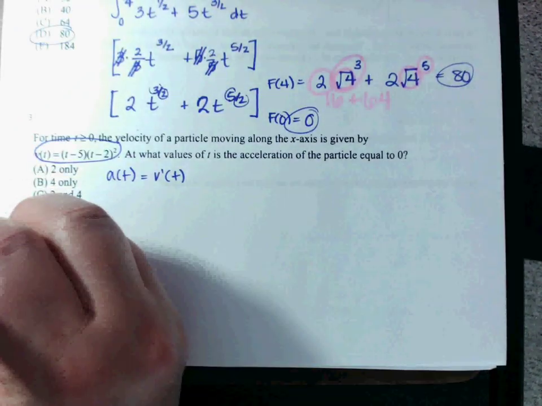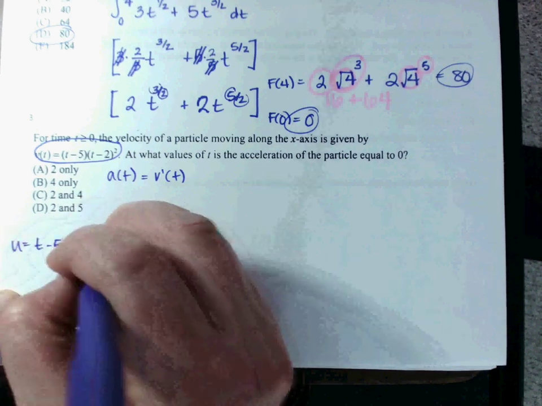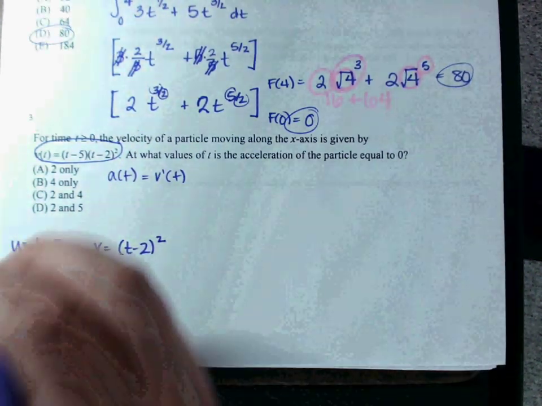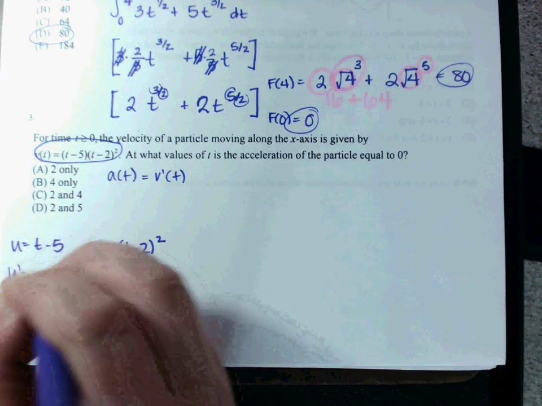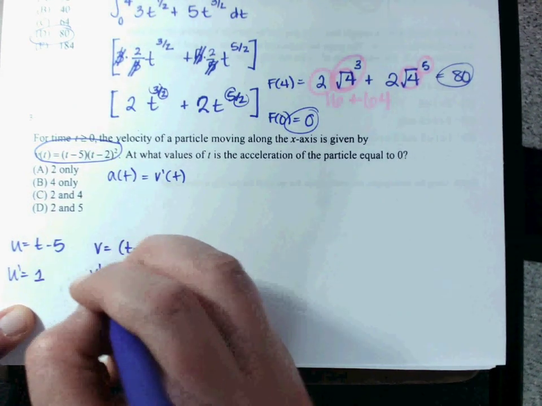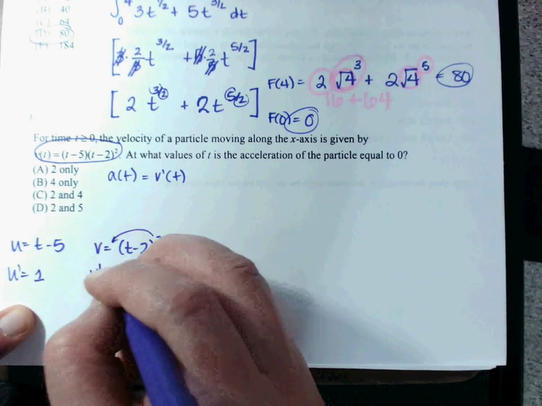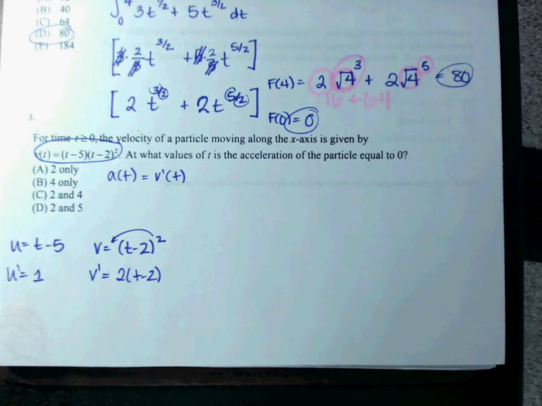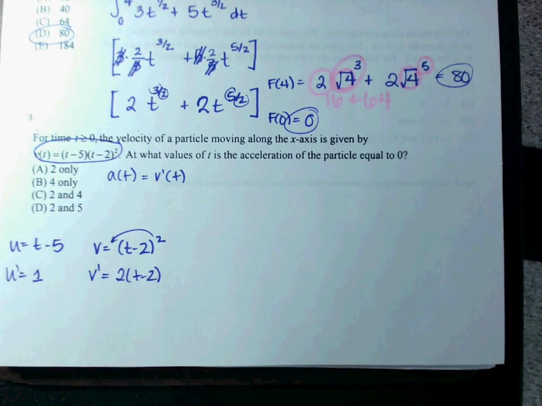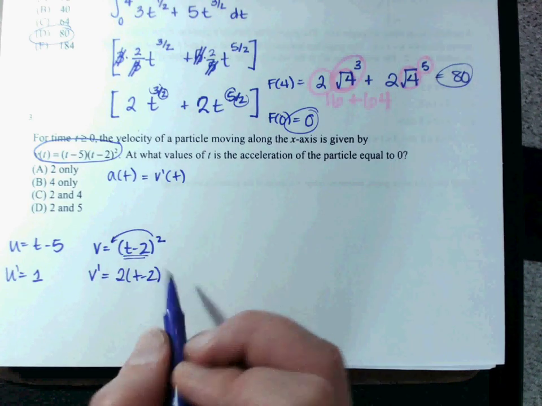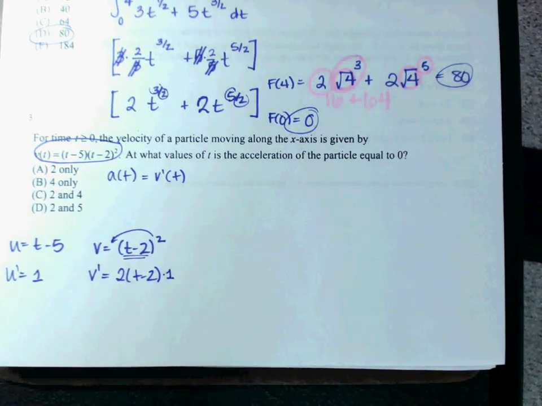My u is going to be t minus 5. My v is going to be t minus 2 squared. So my u prime, the derivative of t minus 5, is just a 1. V prime, the derivative is going to be 2 to the front, t minus 2 to the first power, which I'm not going to put because I don't want it to look like a prime. But then after that, I multiply by the derivative of the middle, but the derivative of t minus 2 is just a 1.